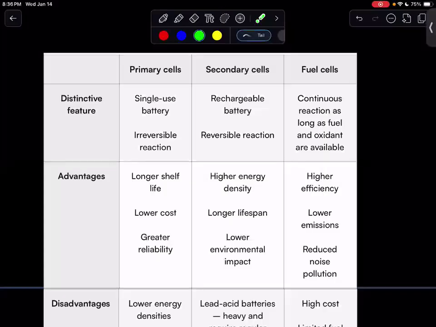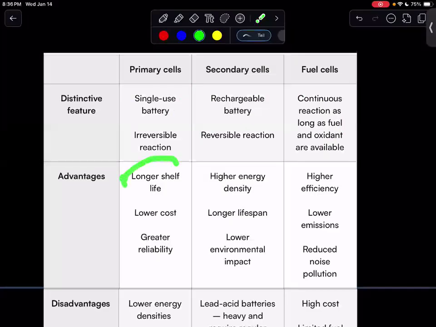So here we go. As we look at primary cells versus secondary cells versus fuel cells, the first thing you want to notice is primary cells are going to be single-use batteries and irreversible. Secondary are reusable and reversible. Fuel cells are continuous. So as long as you continue to provide that oxidant, like your hydrogen for your hydrogen fuel cell, it'll just keep going and going. You don't really have to worry about charge buildup or running out of other aspects of it.